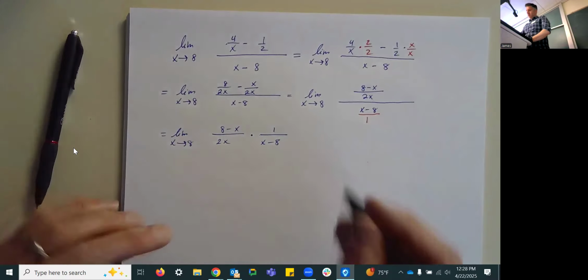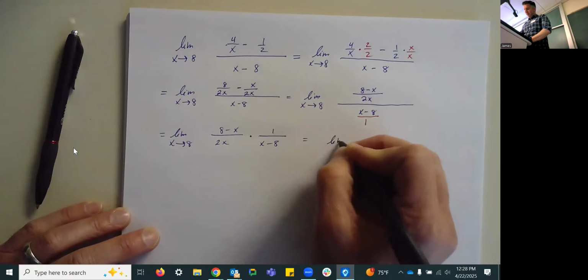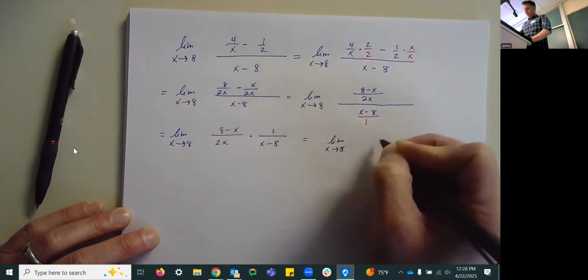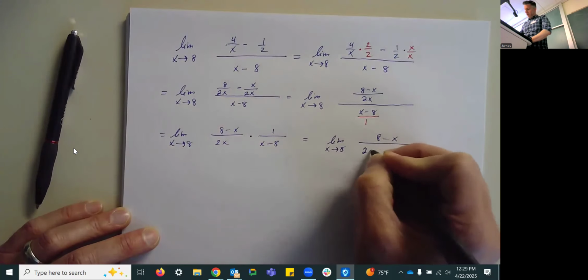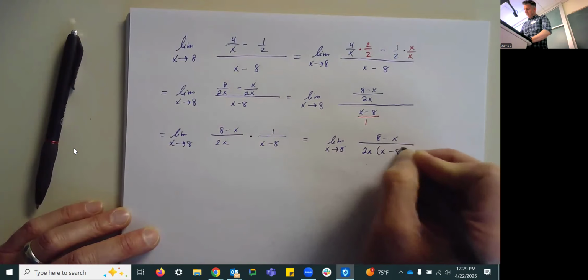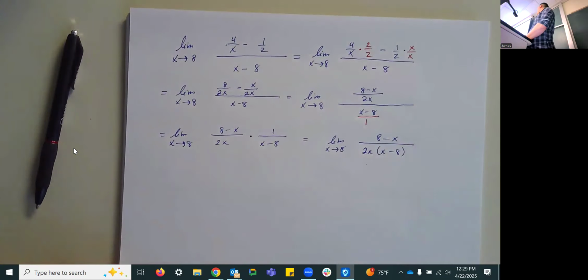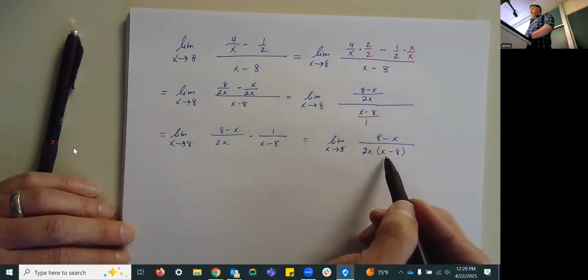And you could, if you wanted to, put it in one fraction. You probably don't need to write this step, but I always like to write it like this, just as one fraction, 8 minus x over 2x times x minus 8. Now, we kind of saw this in the last one, but it was a little bit easier to deal with because you can factor out a -2. But here we have 8 minus x divided by x minus 8.